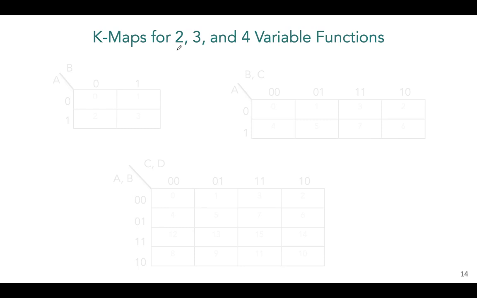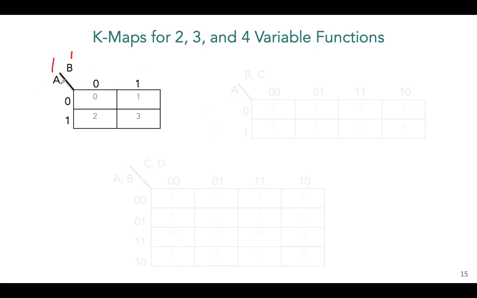So let's take a look at what these K-maps look like for 2, 3 and 4 variable functions. So first let's start with the 2 variable function. 2 variable function, which means we have A and B. Let's name these variables A and B. And this is what a K-map for a 2 variable function looks like, right?